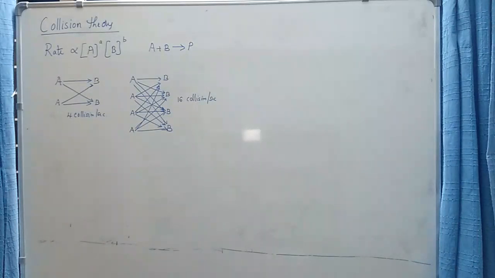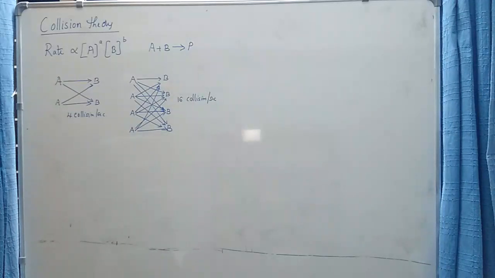Greater the concentration of the reactant in a reaction vessel, greater will be the number of molecules per unit volume, and therefore greater should be the number of collisions between the molecules taking place per unit time. So the collision frequency will be directly proportional to concentration. Greater the concentration, greater the collision frequency, and therefore greater should be the rate of the reaction.